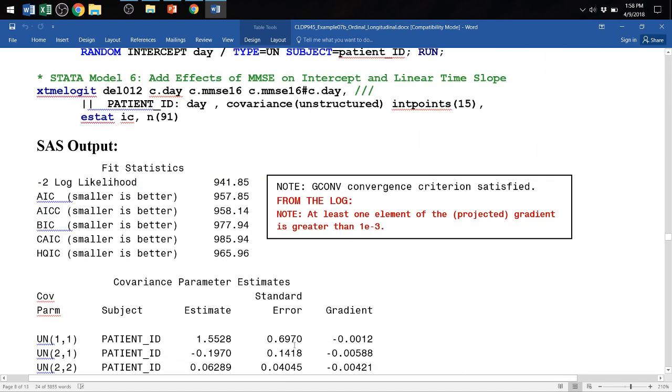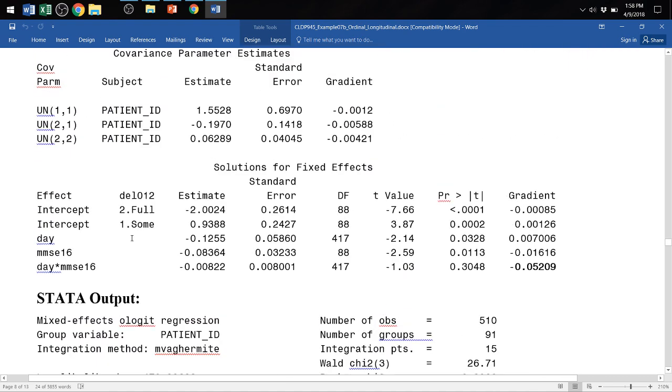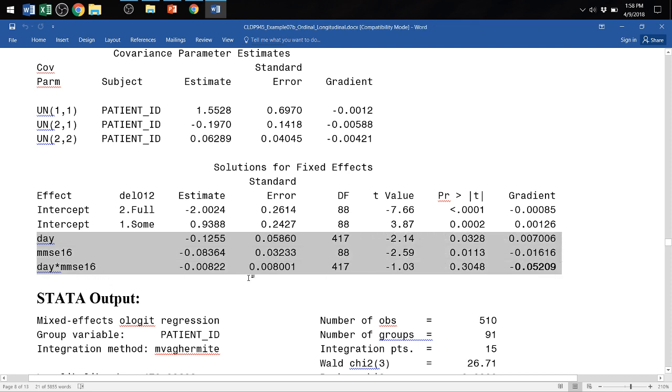There it is. Here we are. So these three fixed effects are all constrained to be the same across the two submodels. In Glimix, there is no way to fix that. In M+, to the best of my knowledge, there is no way to fix that. In Stata's MEO Logit, to the best of my knowledge, there is no way to fix that.